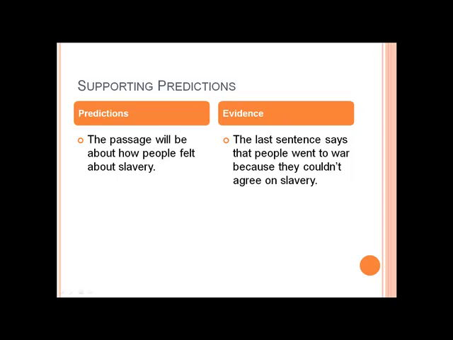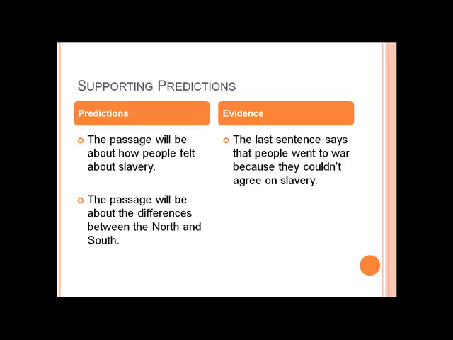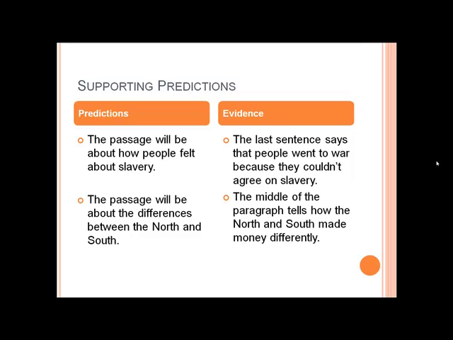Another prediction, a very different one, is the passage will be about the differences between the North and the South. Why do I think that? The middle of the paragraph tells how the North and South made money differently. The North had businesses like banks and railroads. The South was all about cotton farming. So the paragraph could go in that direction and talk about comparing and contrasting the North and the South. So we'll come back to these at the end and see if I was right about any of them.